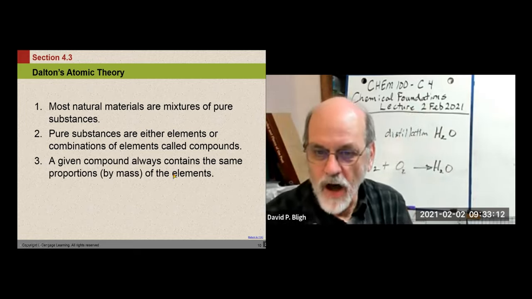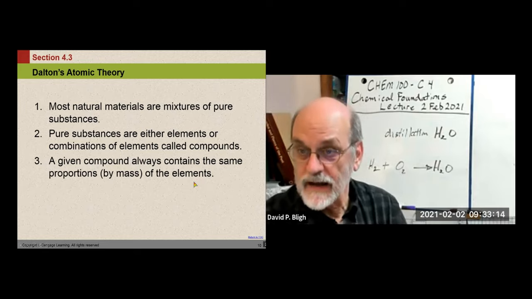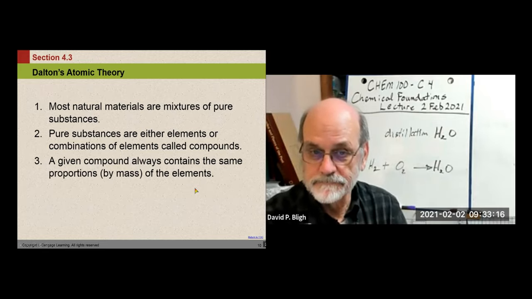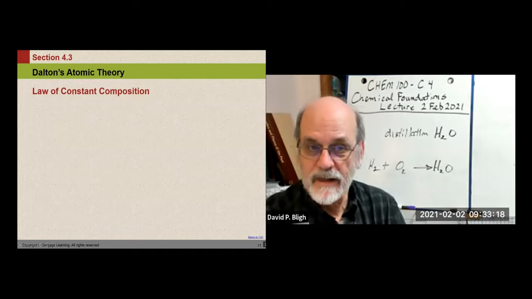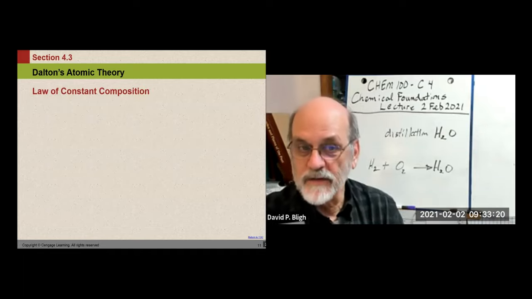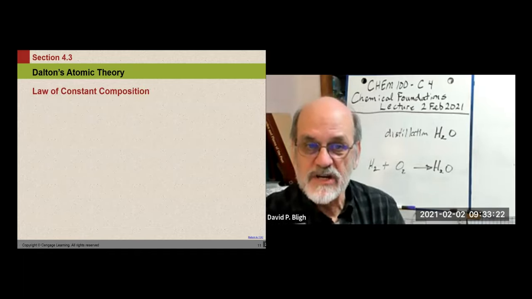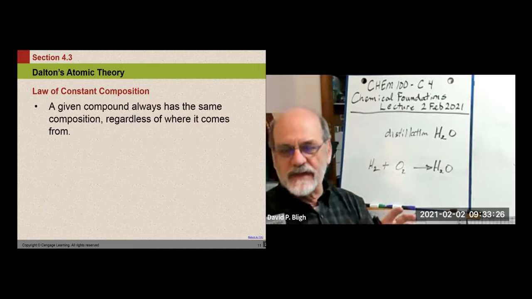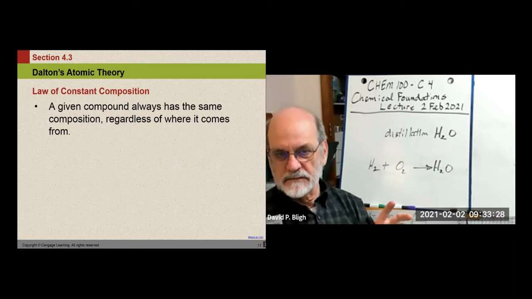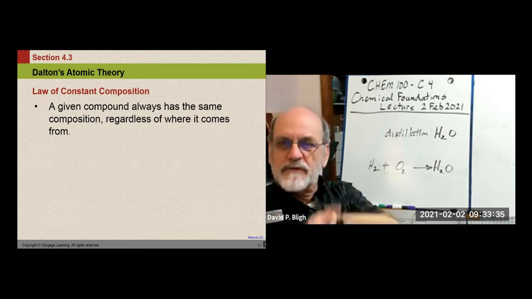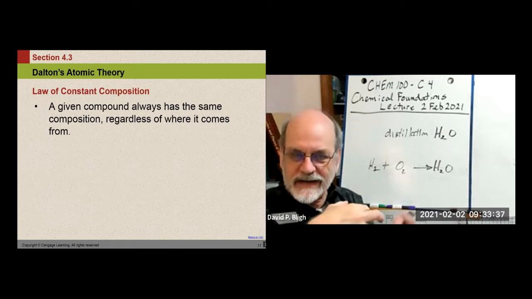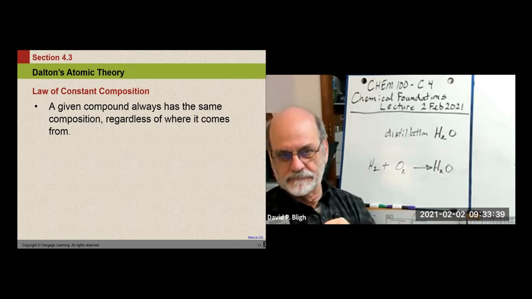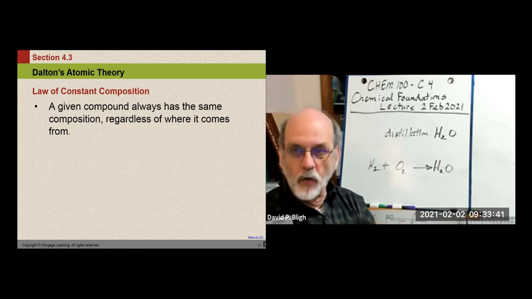Given compounds always contain the same proportion of elements. Okay? That's based upon the law of constant composition. Or sometimes it's given as definite composition, right? And this was one of Dalton's laws that he proposed before he incorporated it into his theory. So the law is older than the theory.